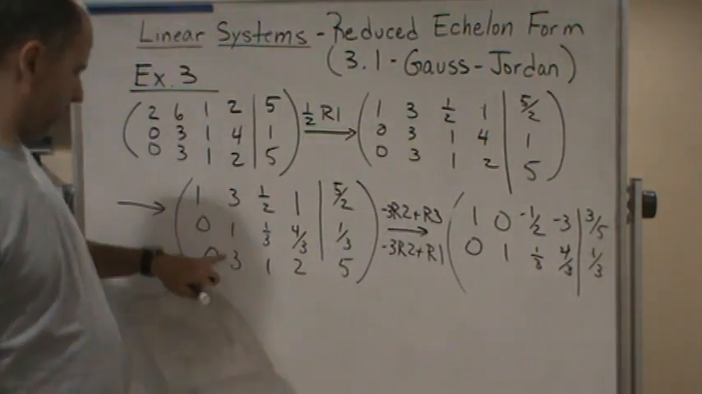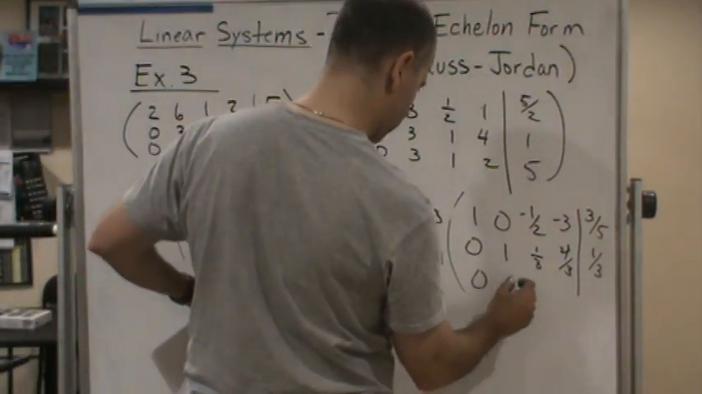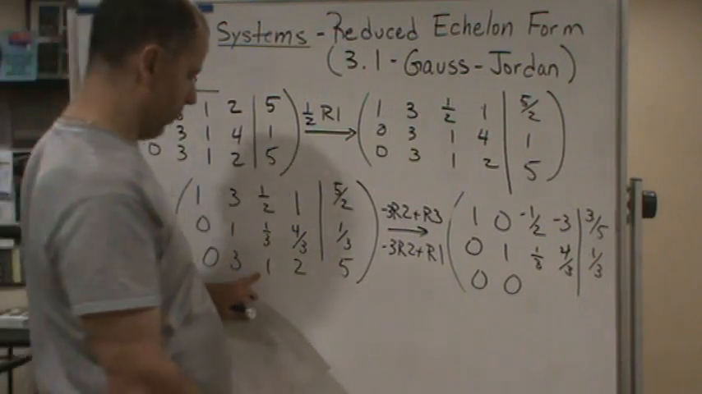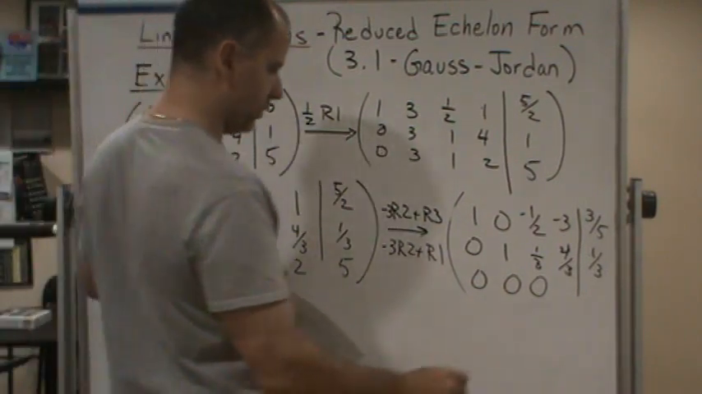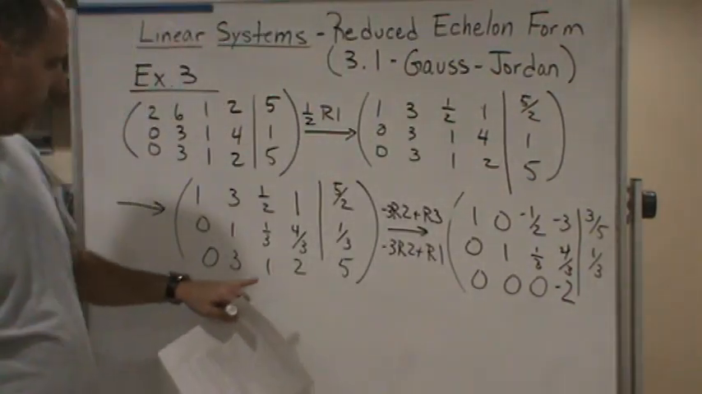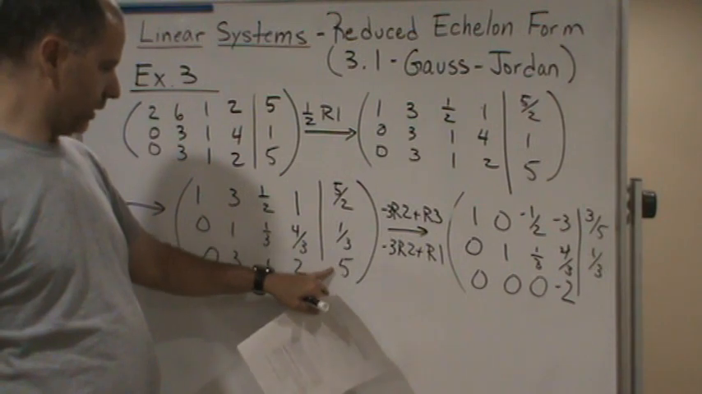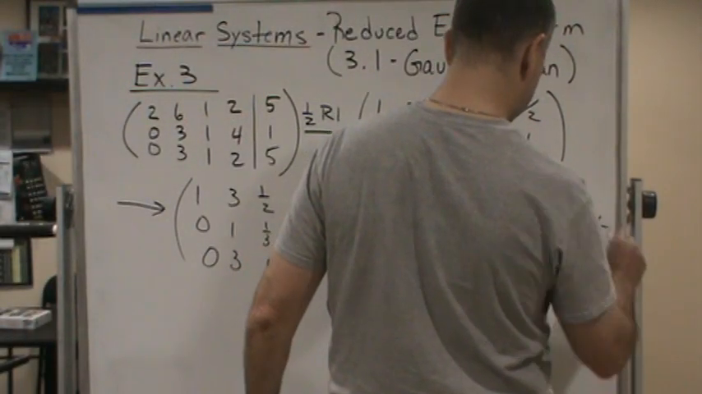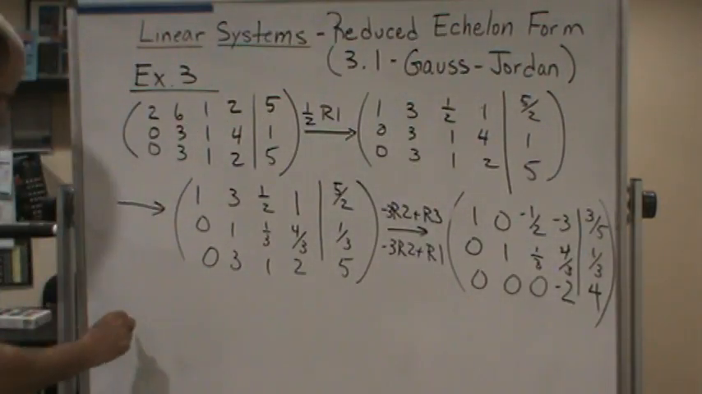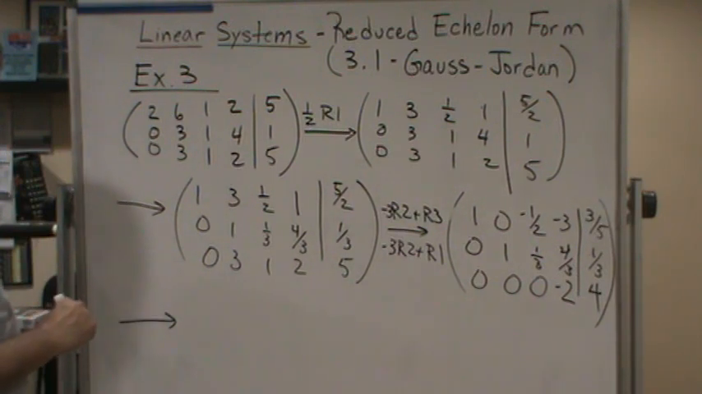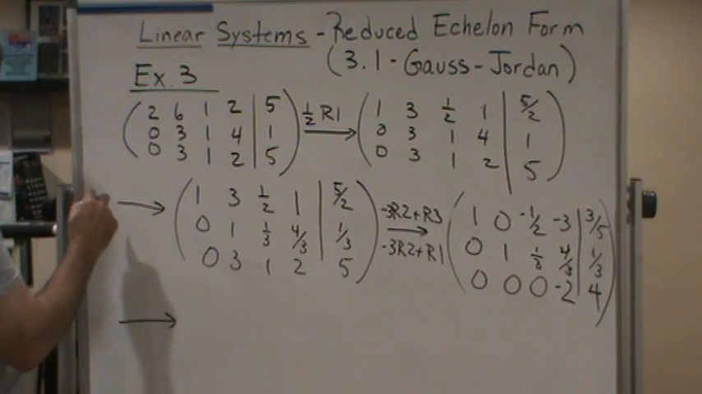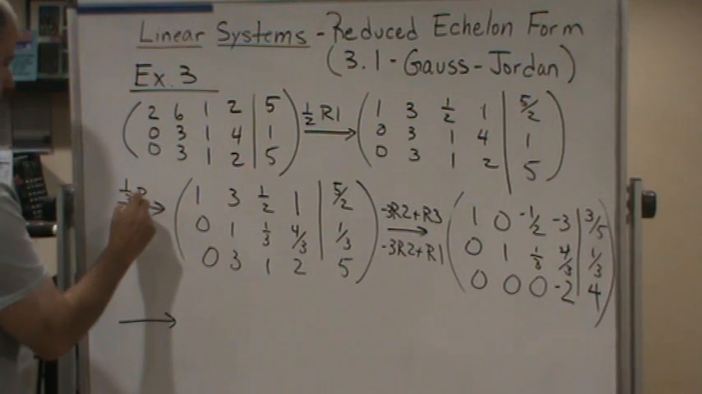And then down here, -3 times this is going to give me 0, so I'm going to get 0, 0. And then -3 times this is -1. -1 plus 1 is 0. And then I'm going to do -3 times this, which is -4, plus 2 is -2. And then -3 times this is -1, plus 5 is 4. What did I do here? Yeah, I multiplied this by 1/3, or 2.